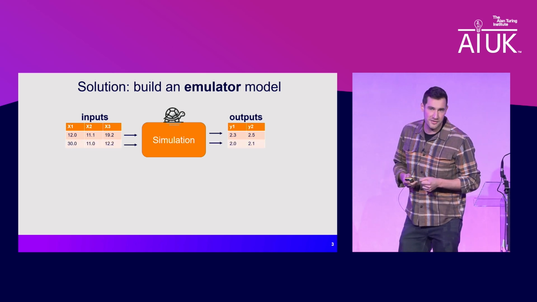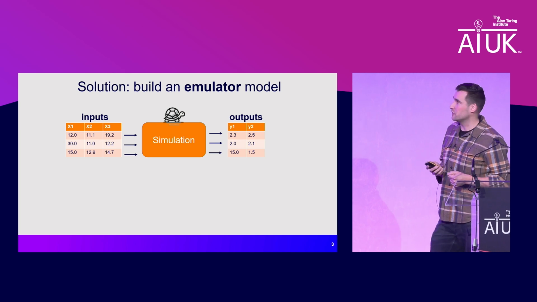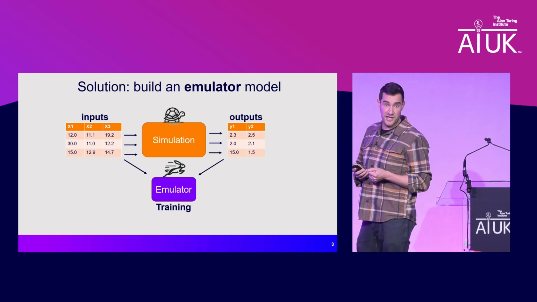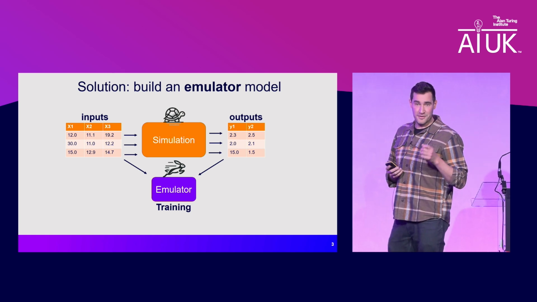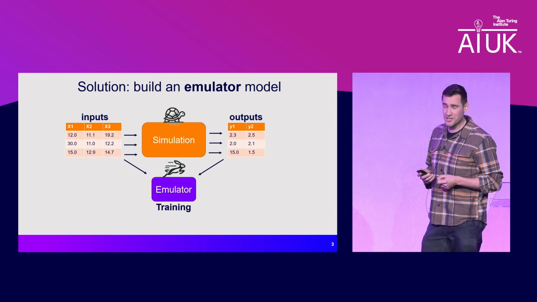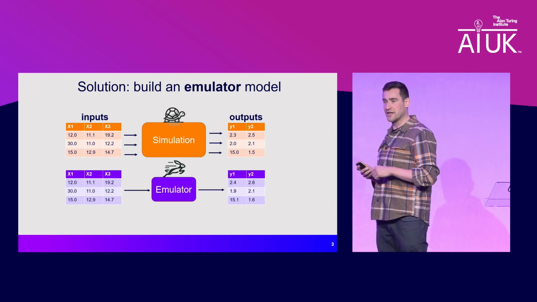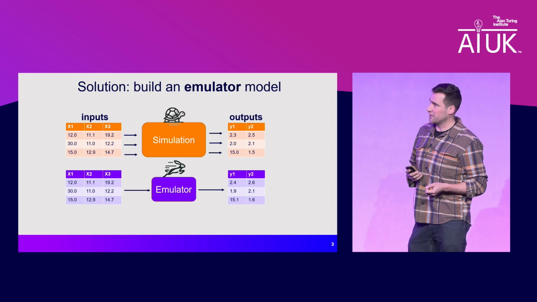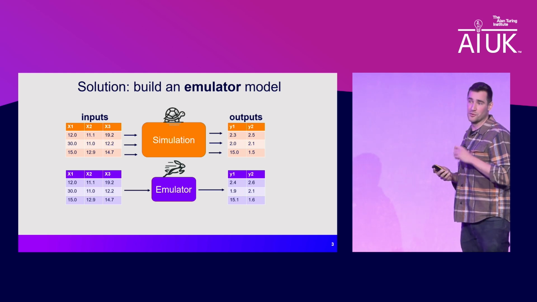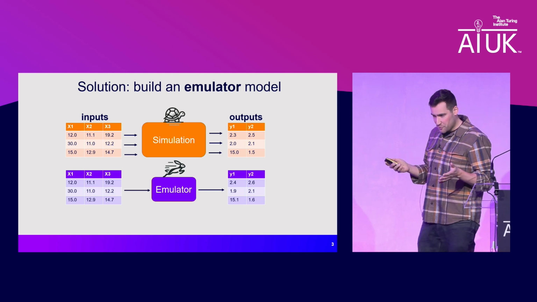You give it more inputs, get some more outputs. At some point, you might have a proper data set of inputs and outputs, and you use that to train a separate emulator model. And hopefully, that emulator model is much faster and much cheaper than the original simulation. So you can use that afterwards to input your data and get new data out much faster. And hopefully, the data that you get out is fairly similar to the data you get out of your simulation too.